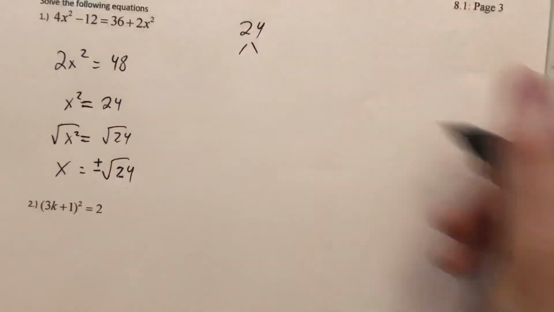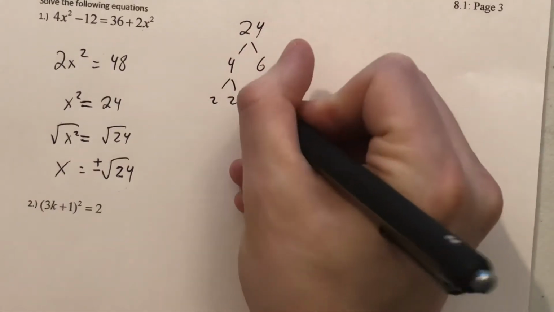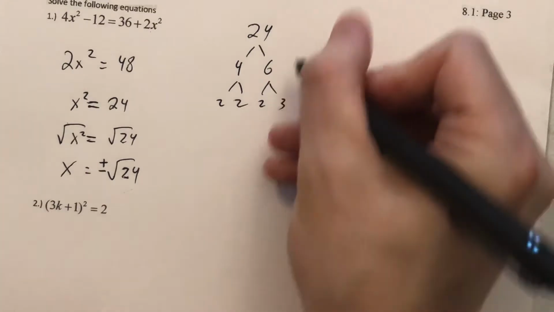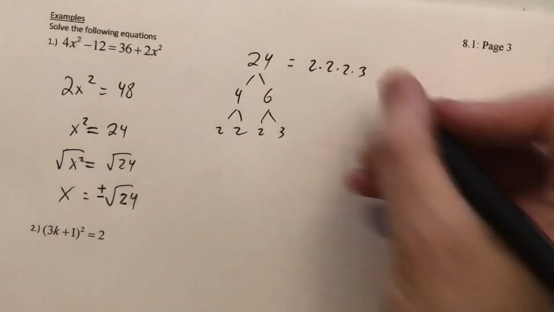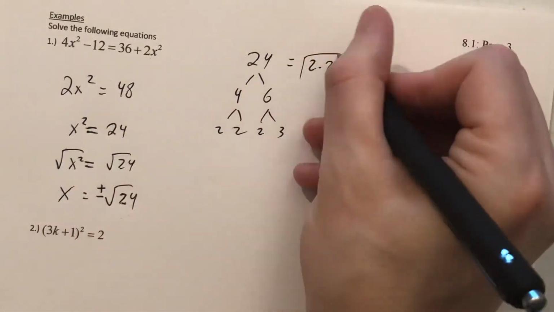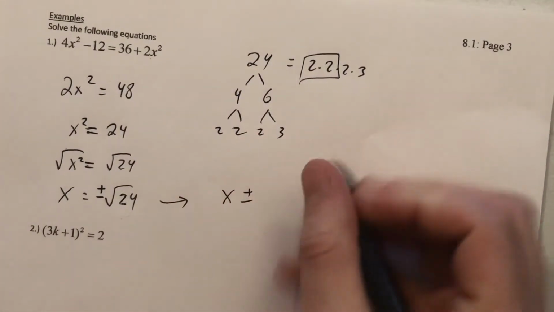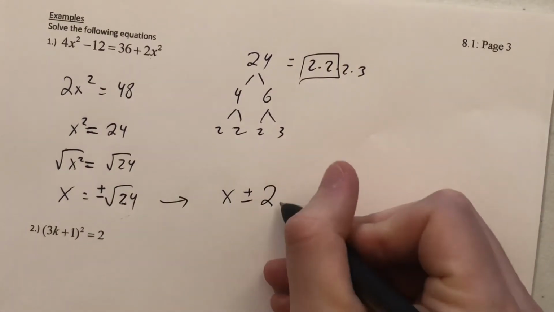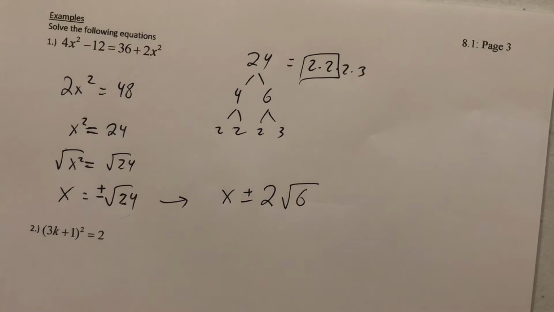So 24, to break that apart to a 4 and a 6. 4 is 2 and 2, 6 is 2 and 3. So if 24 is 2 times 2 times 2 times 3, for a square root, we can see that that pair of 2's can come out front. So you're going to have plus or minus the 2 out front and the 2 and the 3, leaving us that 6 left on the inside.